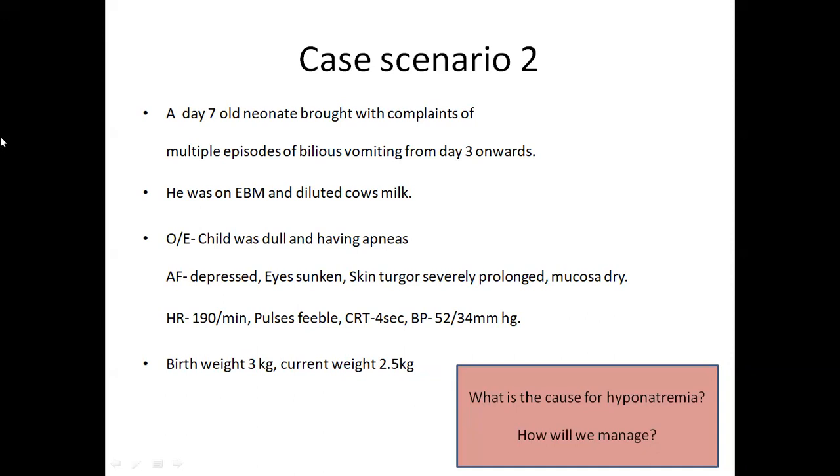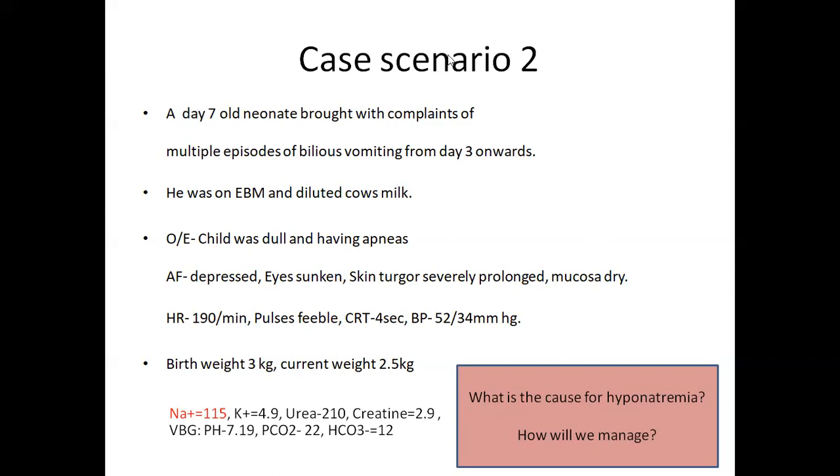So what is the cause for hyponatremia? Now you're going to manage. I need the answers here. Maybe it's severe dehydration with metabolic acidosis. No, the first question here is what is the cause for hyponatremia? Severe dehydration, hypovolemic hyponatremia, vomiting. So what are you going to do with this child now?